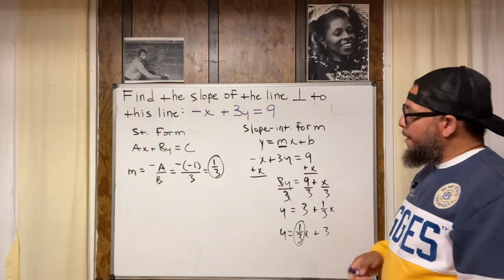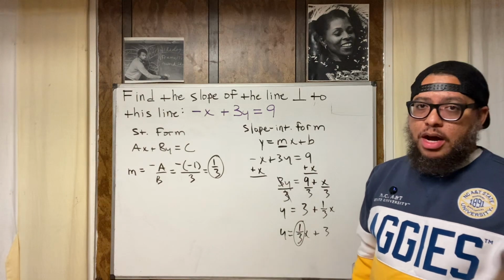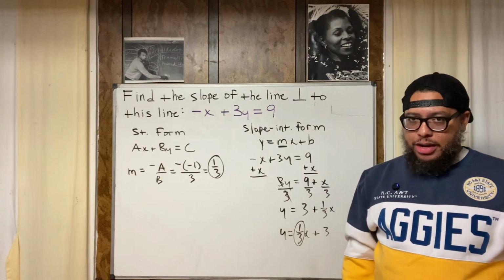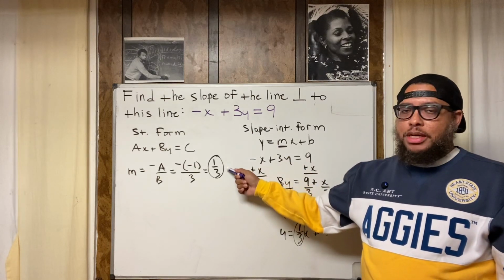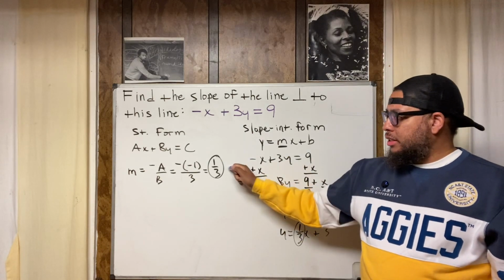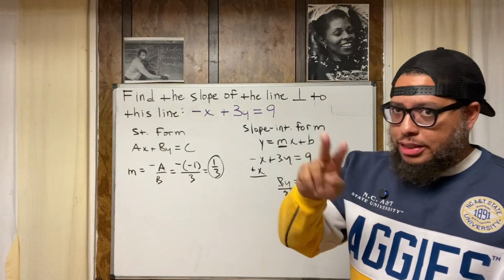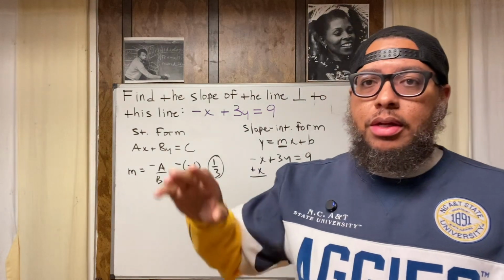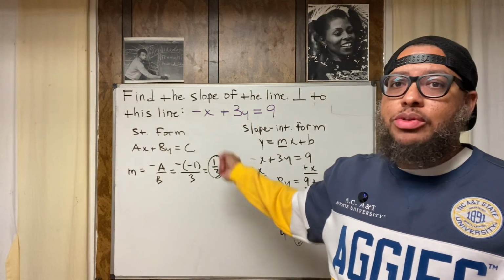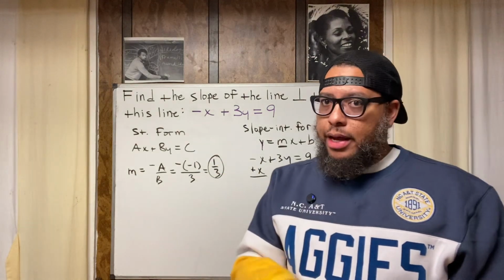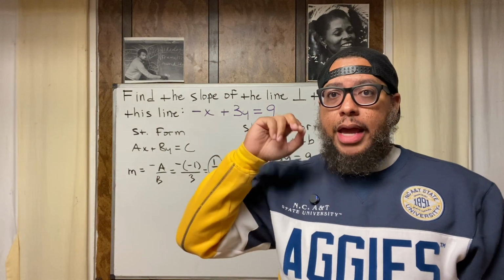Now, check this out. Now that we have the slope of this line, which is 1/3, we can find the slope of the perpendicular line. A line that's perpendicular to this line is related to this slope in a certain way. You do 2 things to it. Exactly 2 things. You give it the opposite sign, and you take the reciprocal. Write that down, memorize it.